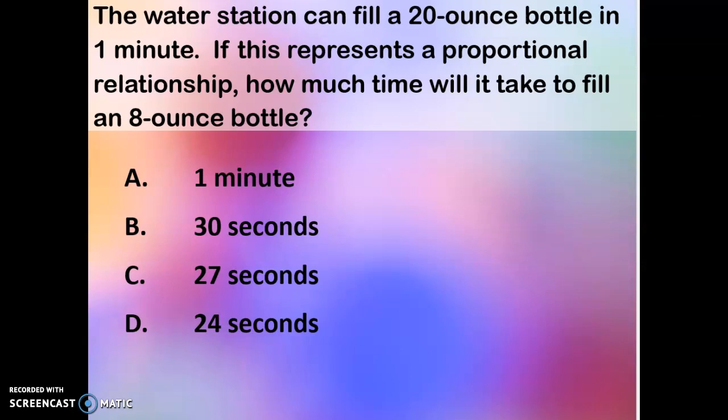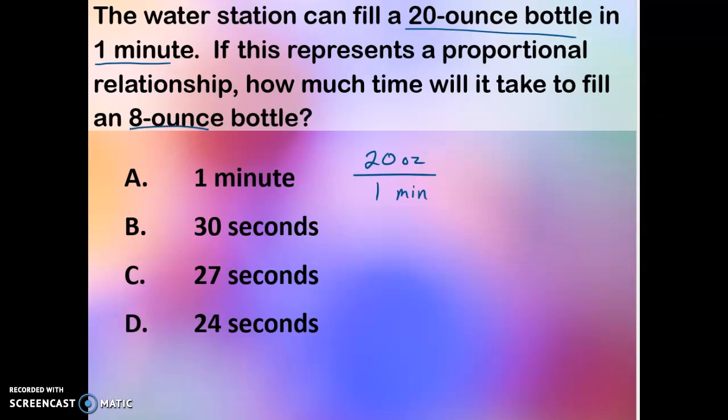The water station can fill a 20-ounce bottle in 1 minute. So 20-ounce bottle to 1 minute. We have 20 ounces to 1 minute. If this represents a proportional relationship, how much time will it take to fill an 8-ounce bottle?